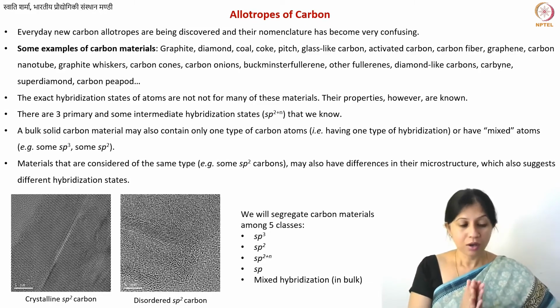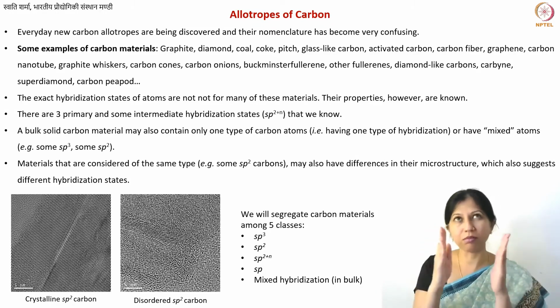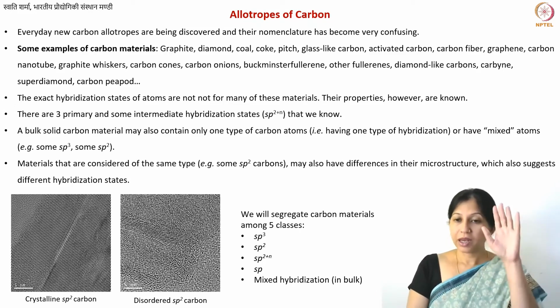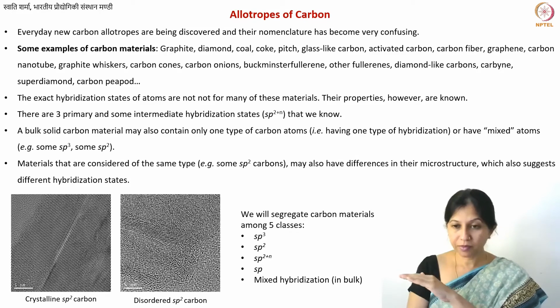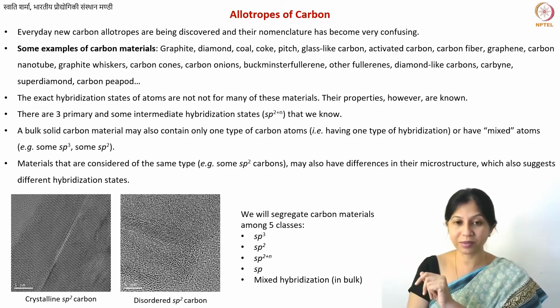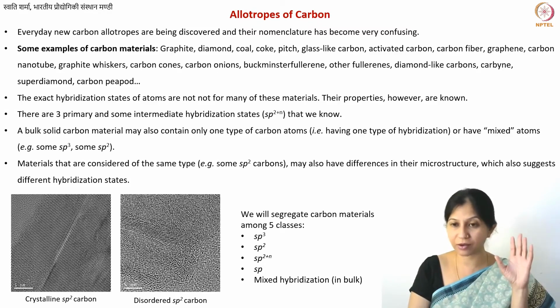So all in all, we are going to have these 5 different columns for the classification of carbon allotropes based on sp3, sp2, sp1, sp2 plus n, because that is a known thing to some extent, and then whatever is left over, we call mixed carbon allotropes.